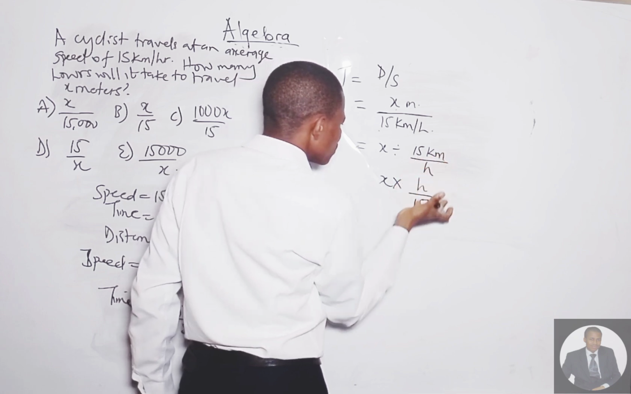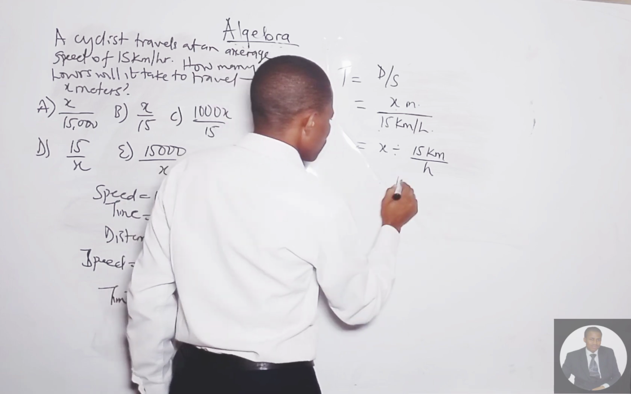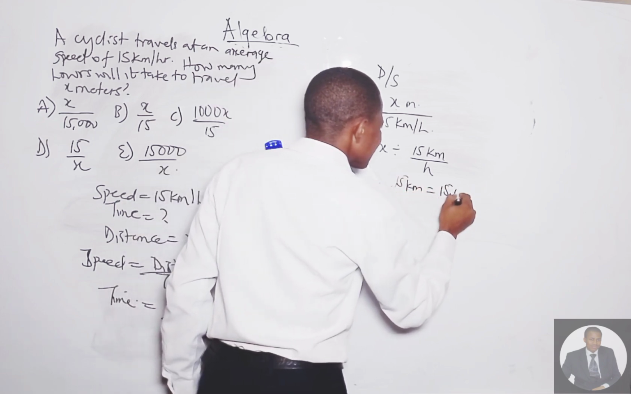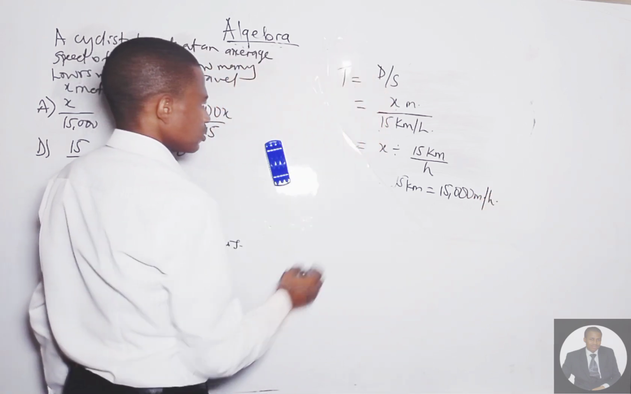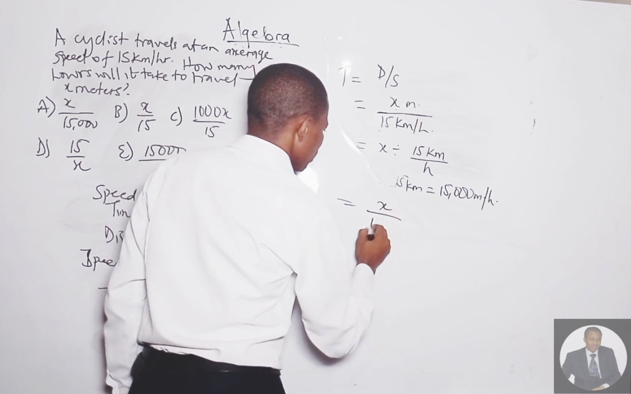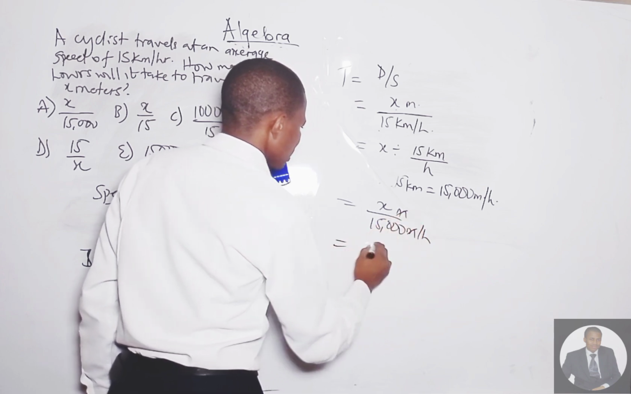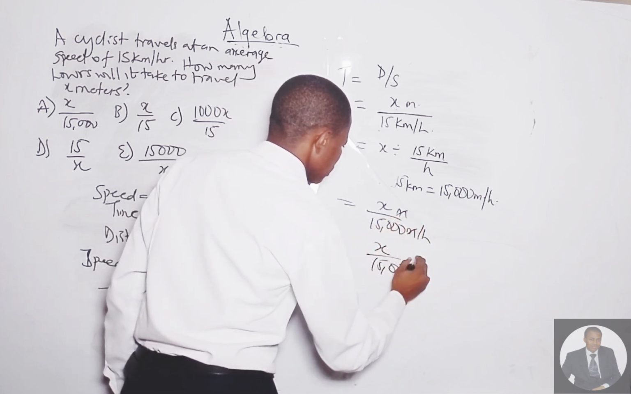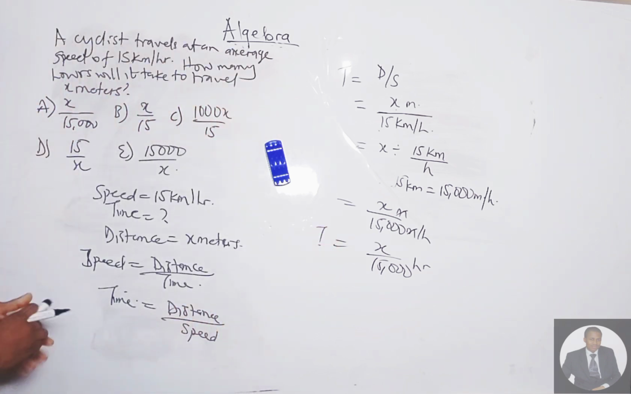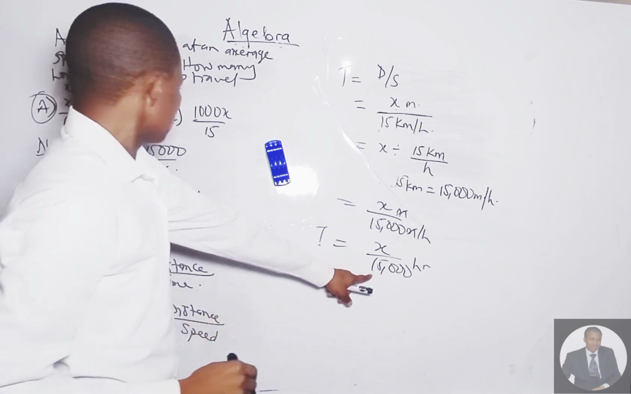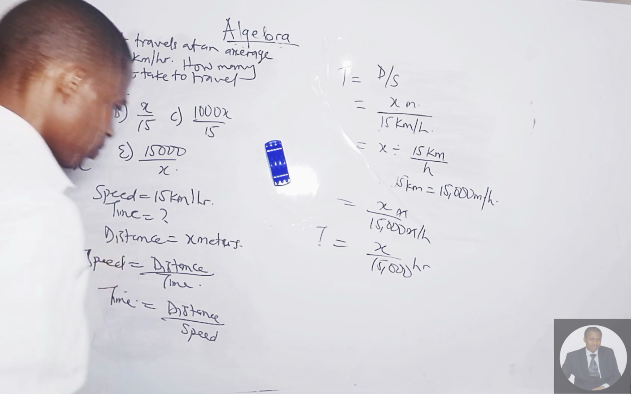Now we have to convert 15 kilometers into meters. So 15 kilometers will give us 15,000 meters. So 15,000 meters per hour that it travels. So our answer will be X over 15,000 meters. This is in meters per hour. So the answer is X over 15,000 hours. Our time. Is there any answer that relates to that? X over 15,000. That's A. So this happened to be our answer.